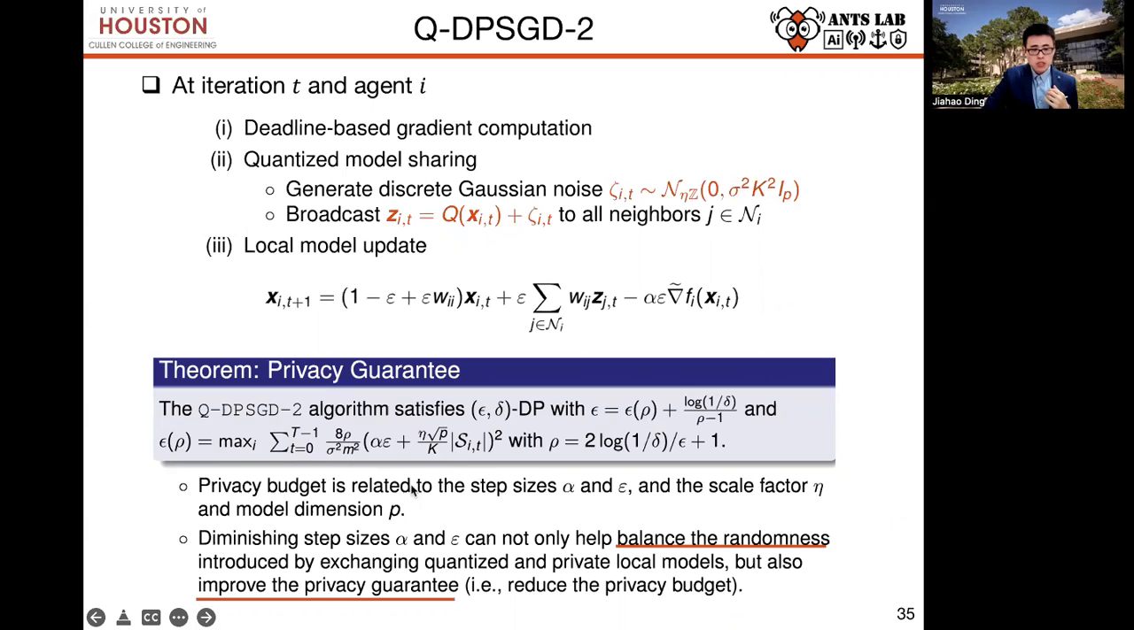And reducing the step size alpha and eta not only helps balance the randomness introduced by exchanging the context model and private local models, but also improves the privacy guarantee.